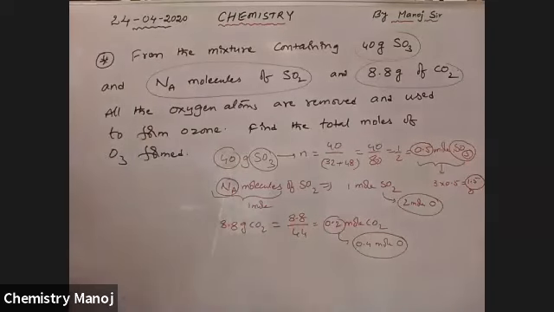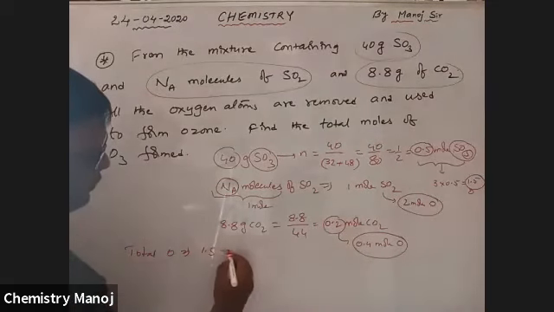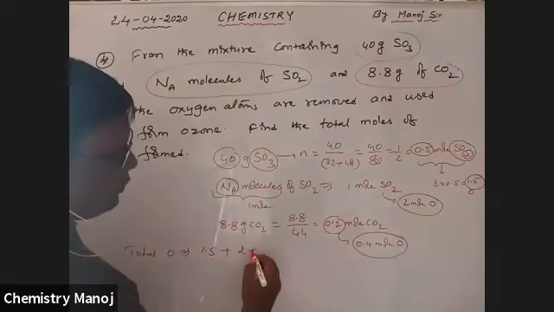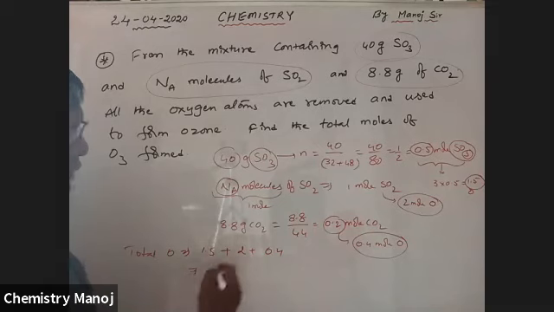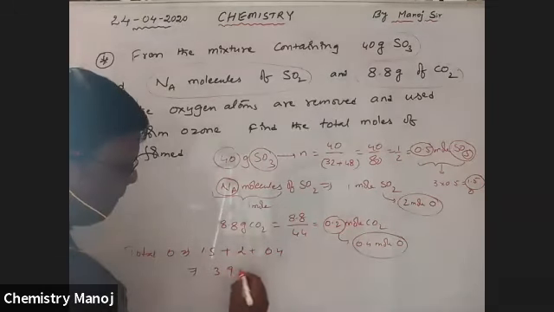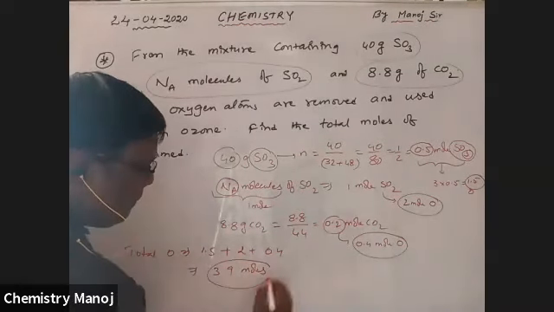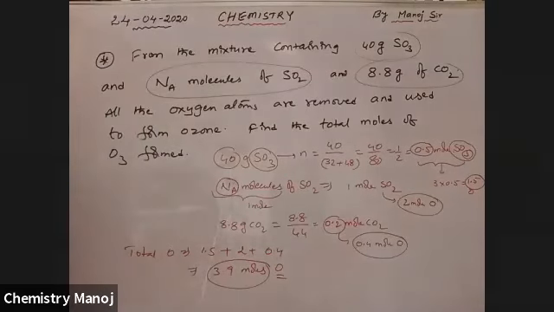Okay. Now total oxygen is equal to 1.5 plus 2 plus 0.4, that is equal to 3.9 moles. 3.9 moles oxygen is there.